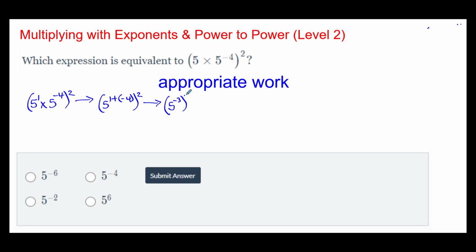And we still have a power of 2 on the outside. Now that I've simplified inside the parentheses, I can deal with this power of a power. And with power of a power, we actually multiply them together. So base 5, exponent 3, multiplied by 2. So this is going to simplify simply to 5 to the power of negative 6, which could be our option. We're just going to have to look at what choices we're given. So we're given 5 to the power of negative 6.